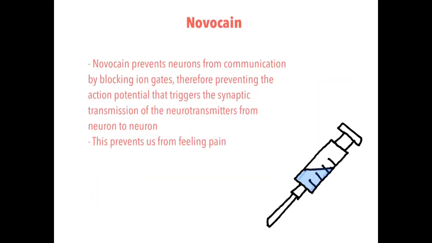So to explain how all of this can apply to a real-world situation, I'm going to talk a little bit about Novocaine. Novocaine prevents neurons from communicating by blocking ion gates, therefore preventing the action potential that releases the information transmission of the neurotransmitters from neuron to neuron. This prevents us from feeling pain.